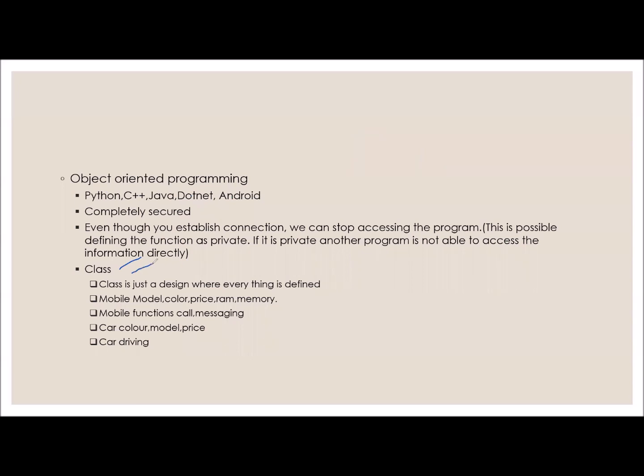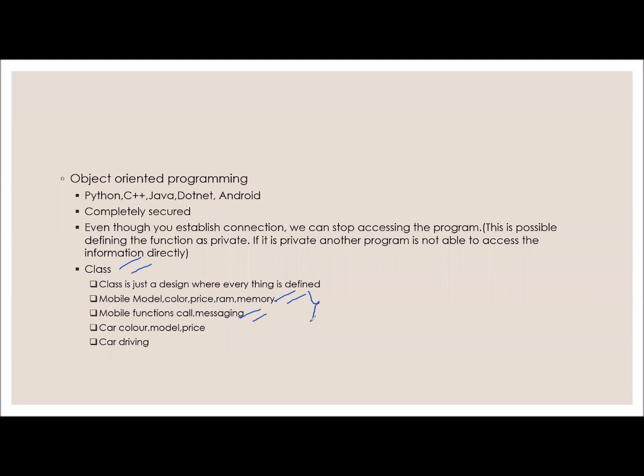What is this class? When you buy a mobile in the market, first you ask what is the model, color, price, RAM and memory. You ask different requirements, and based on that you buy the mobile. In electronics terminology, we call these specifications. Also, every mobile has some functionalities, like calling and messaging. It performs some functions. So these properties and functions combined together come under what we call a class. So class is a simple design where everything is defined.